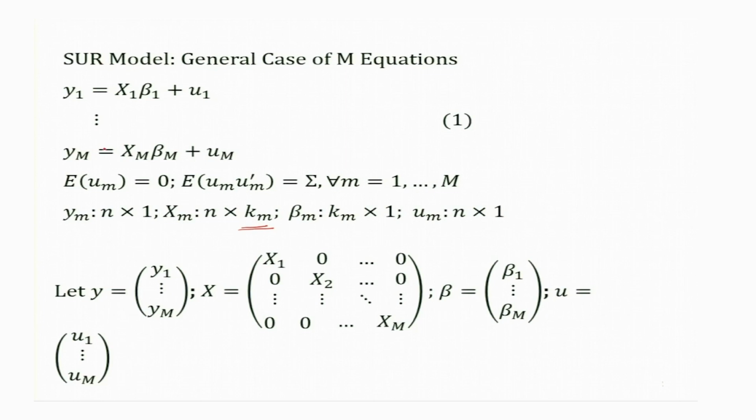Now, we pool all these equations. So, we write y equal to y 1, y 2, so on y capital M. So, this y is of order n m cross 1. Then we have x equal to, say we have x 1 here, then 0, 0, so on 0, then 0, x 2, so on 0 and so on 0, 0, so on x m. So, here you have k 1 columns, then k 2 columns, so on k m columns, then n rows and so on n. So, the order of this X matrix is n m cross summation k m, m equal to 1 to capital M.